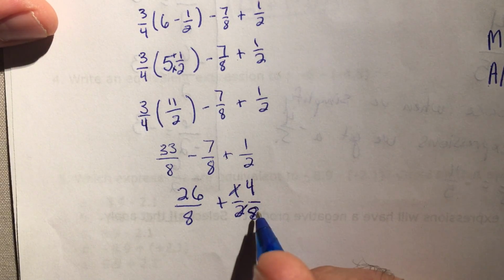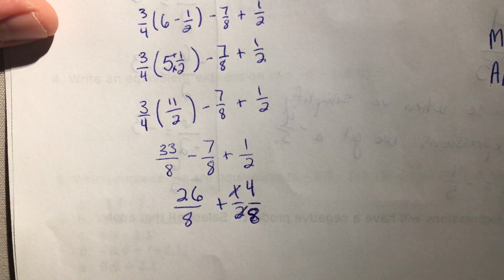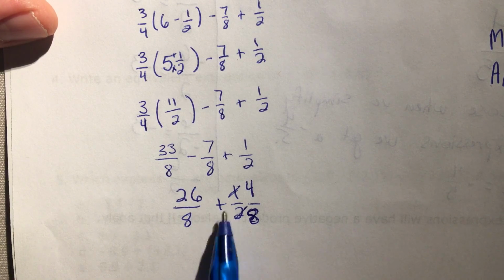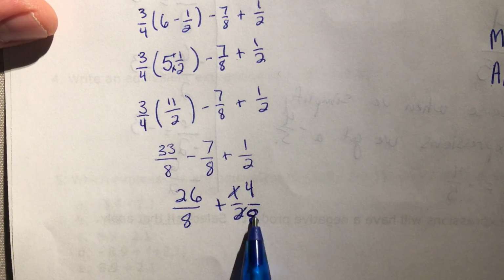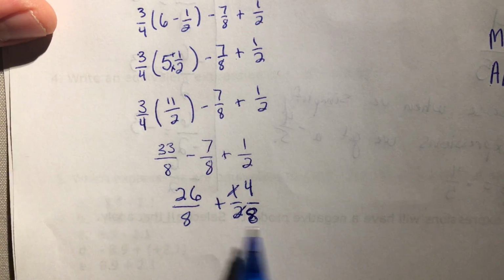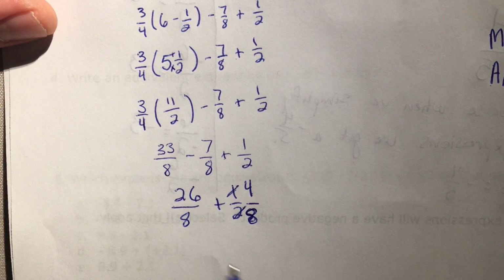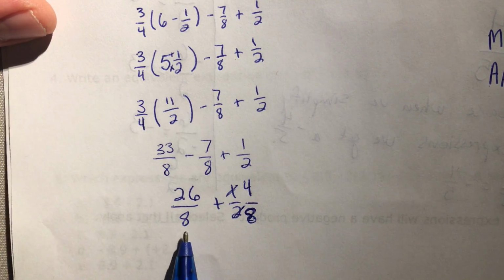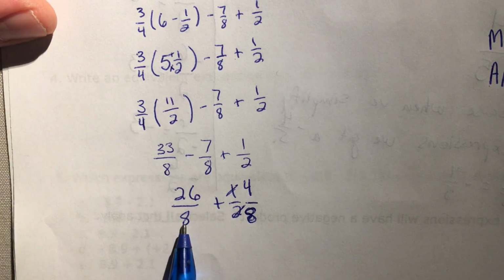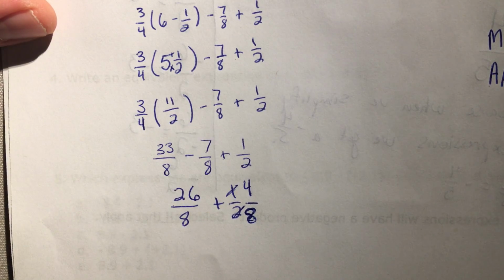So my new fraction is 4/8. 1/2 is equivalent to 4/8, but I can use this because now my denominators are the same and I'm adding. So I only make the denominators the same when I'm either adding or subtracting a fraction.